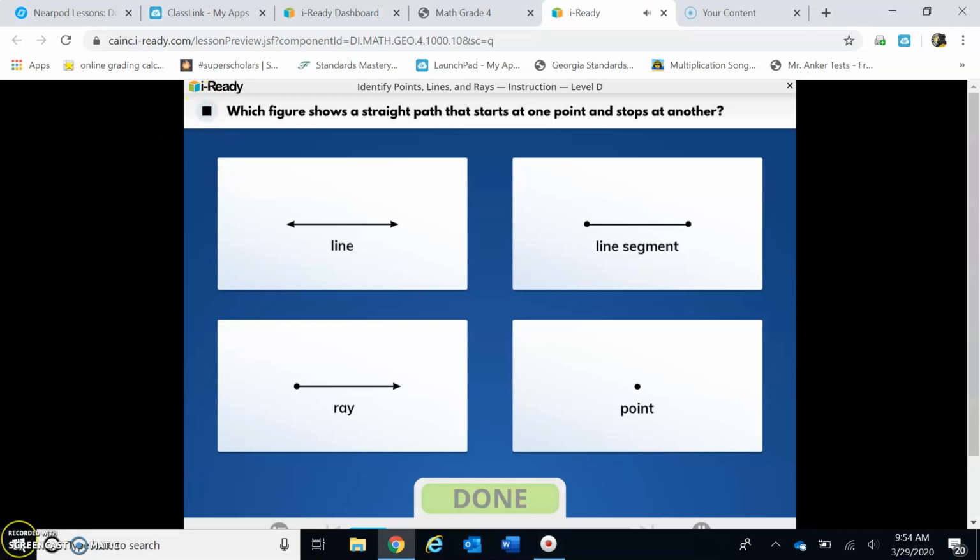Figure shows a straight path that starts at one point and stops at another. All right, so we know that's a line segment.